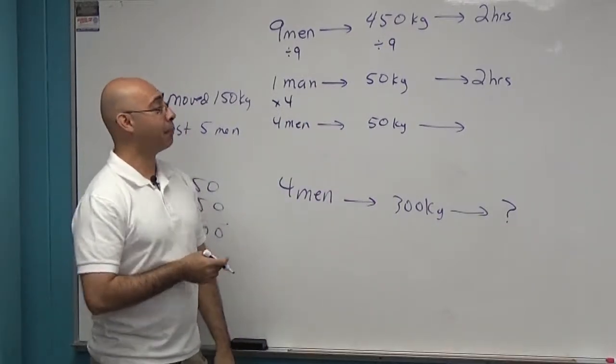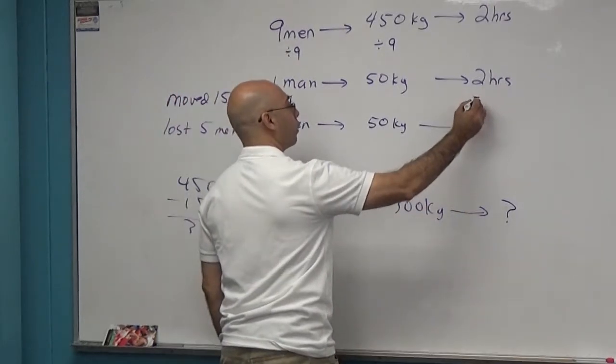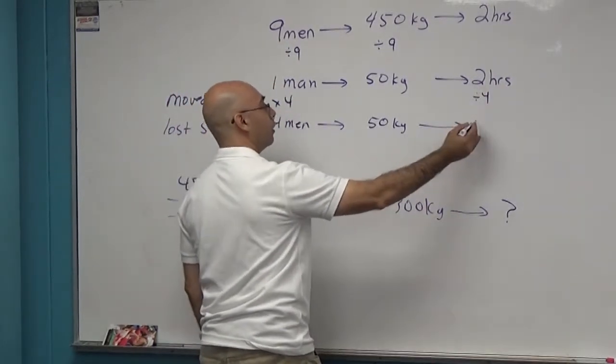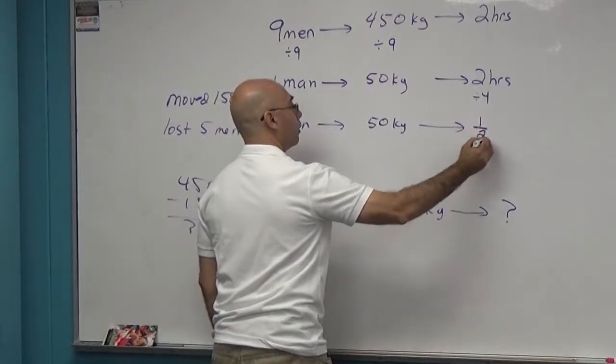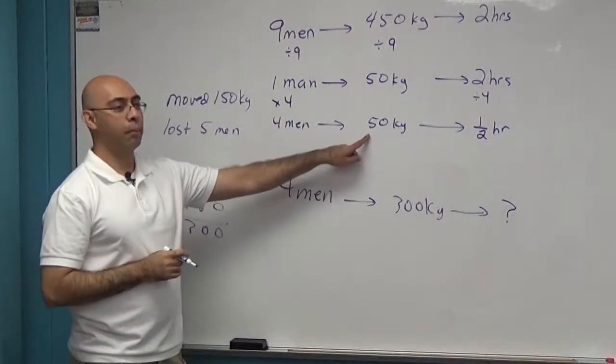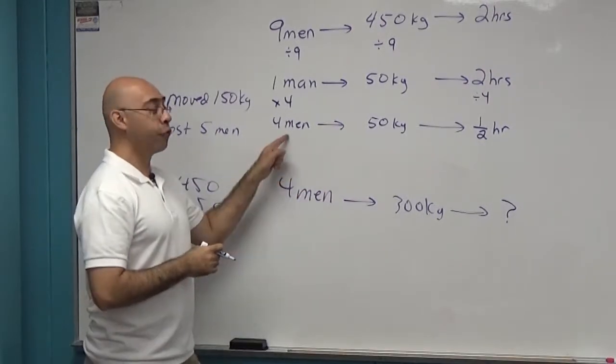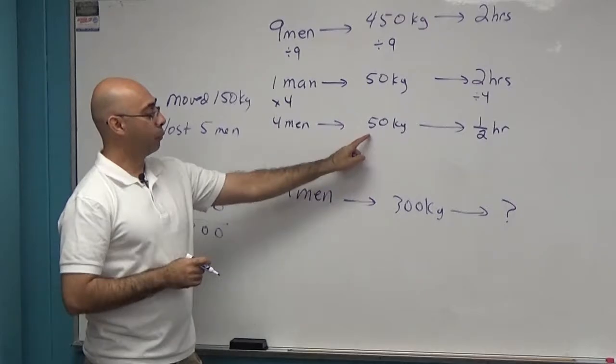It's going to take less time. So what do I do with this 2? We're going to have to divide by 4. What's 2 divided by 4? So it's going to take 4 guys a half hour to move that much. Now we're getting somewhere. So we got our 4 men, but we don't have this.